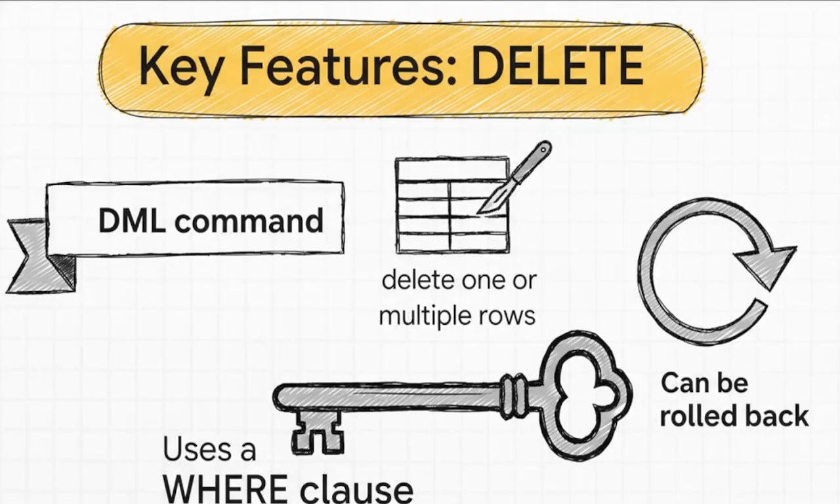So the big takeaways for delete are pretty clear. It's a DML command for targeted, specific removal. And here's the real lifesaver. Because the database logs every single row deletion, you can usually roll the whole thing back if you realize you've made a mistake. It's powerful, but it's also got a safety net.